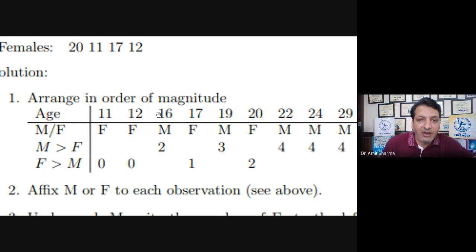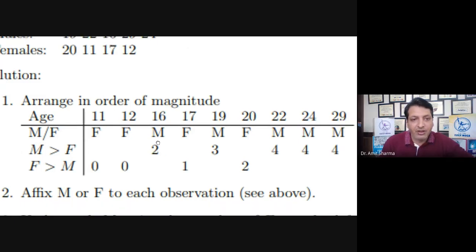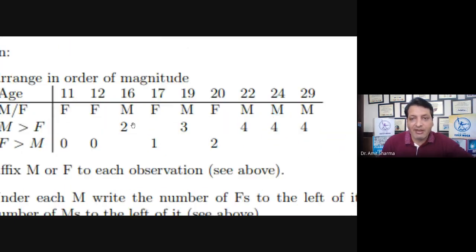Now we'll take the opposite. I'm taking the value of 16. 16 is male, so we have to see whether there is any female less than 16. We can see that two are there, one is 11 and one is 12. So I will write 2 in front of F. Clear? Like this we have to write, and just calculate the magnitude like this for the further values also.